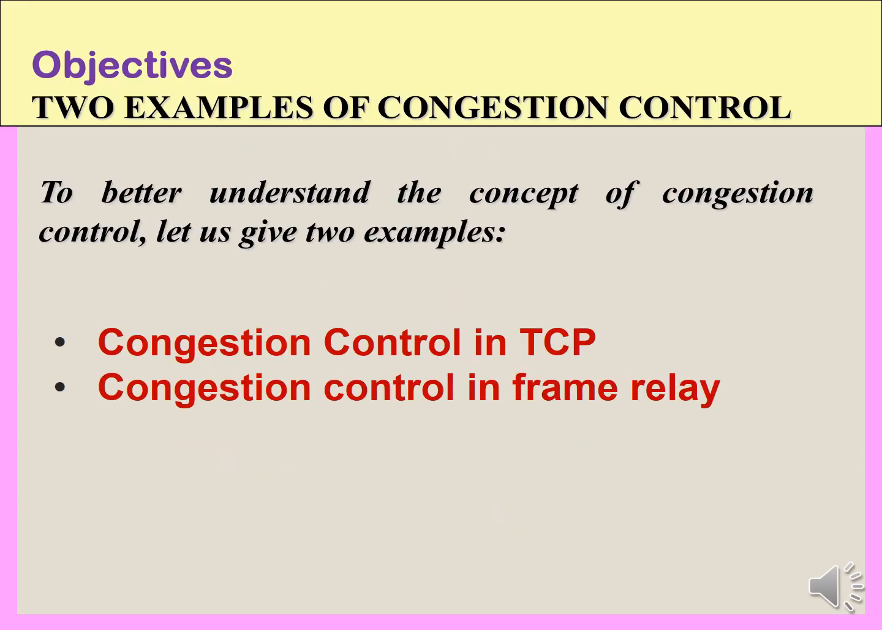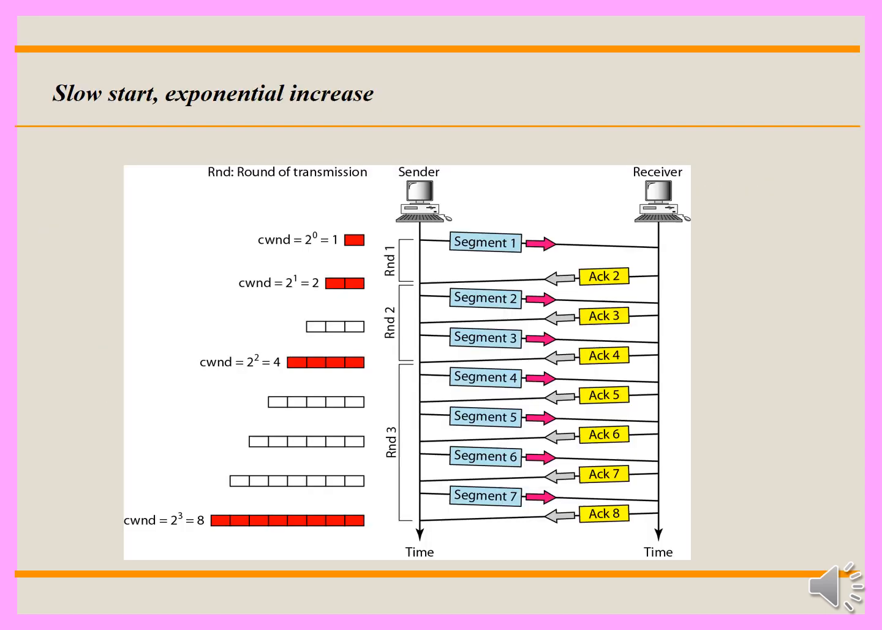Our objective is to study congestion control in TCP, taking some sort of overview, and the second one is congestion control in frame relay. So these two methods we will talk about. In general, congestion policy in TCP, if we think about process to process communication, is based on three phases.